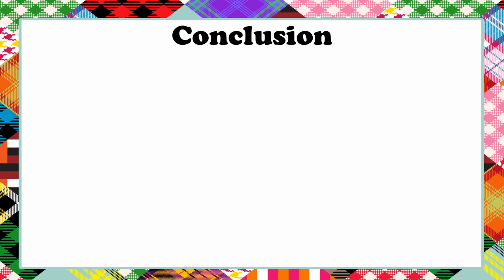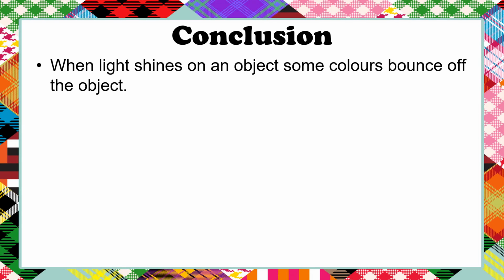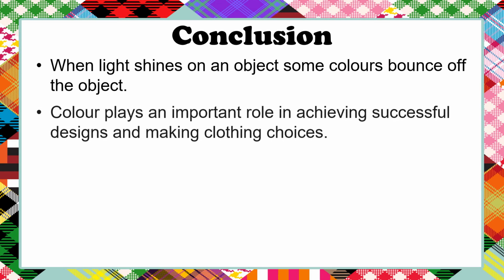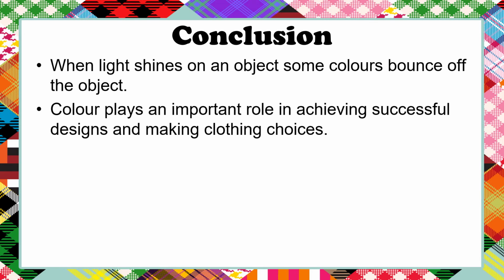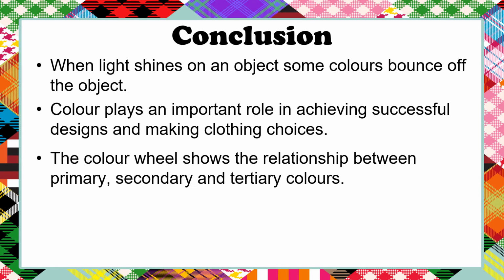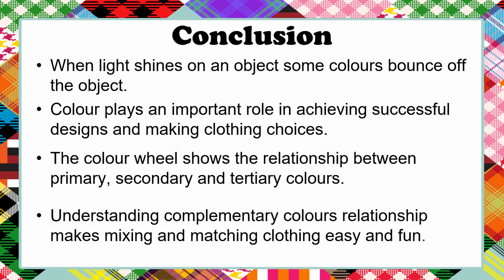In concluding, students, when light shines on an object, some colors bounce off the object. Colors play an important role in achieving successful designs and making clothing choices. The color wheel shows the relationship between primary, secondary, and tertiary colors. Understanding complementary colors relationship makes mixing and matching clothing easy and fun.